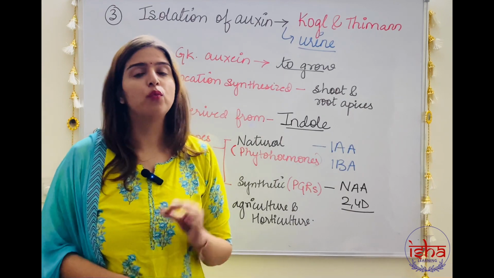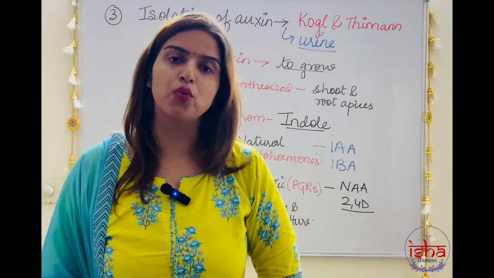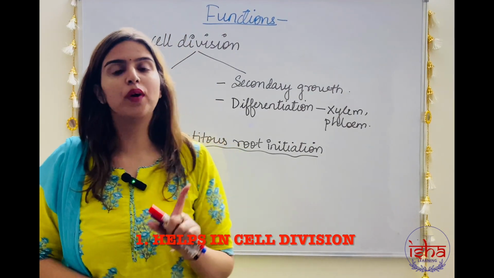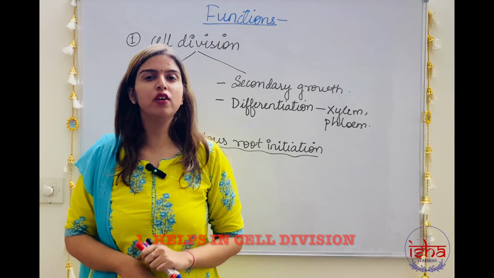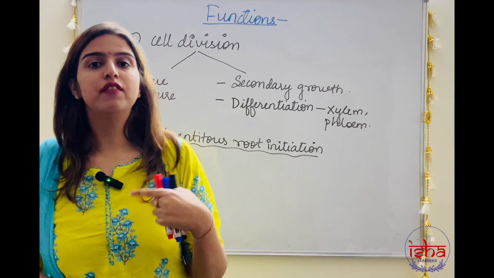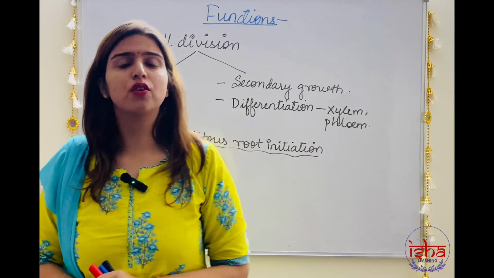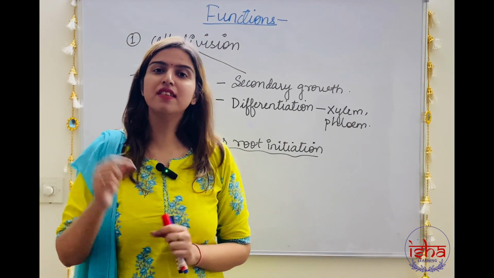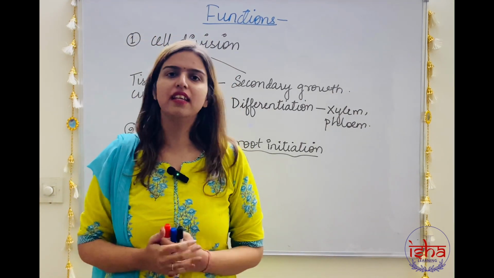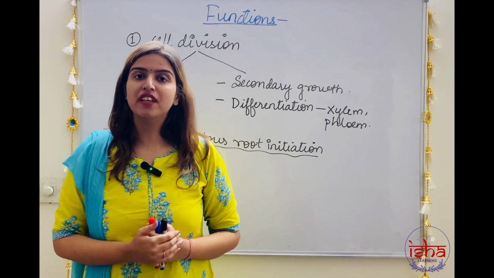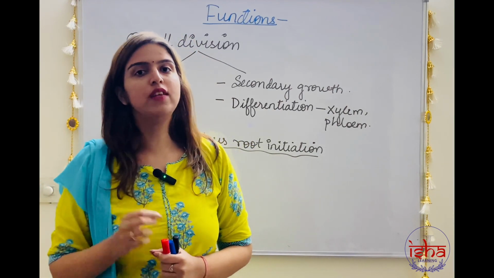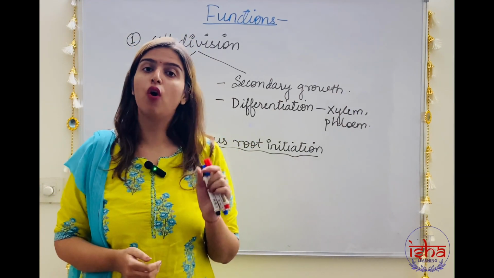Now, let's talk about what exactly these auxins do. The first function of auxin is, well, it helps in cell division, whether it be inside the plant body or whether it be outside the plant body. Outside the plant body, we have a practice known as tissue culture. What is tissue culture? Well, you take a cell from the plant body. It could be from the leaf, it could be a pollen grain, anther, anything. And then you put it in a medium that contains nutrients and also growth hormones. One of these important growth hormones is auxins.